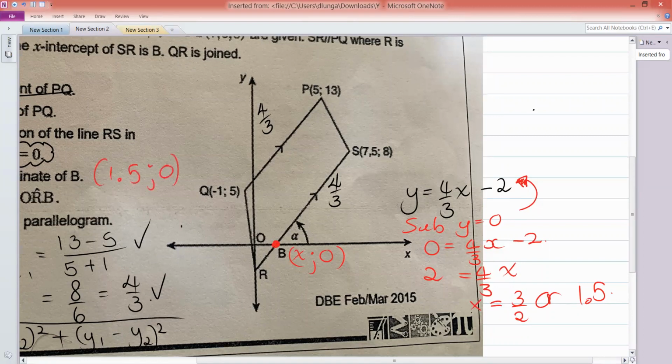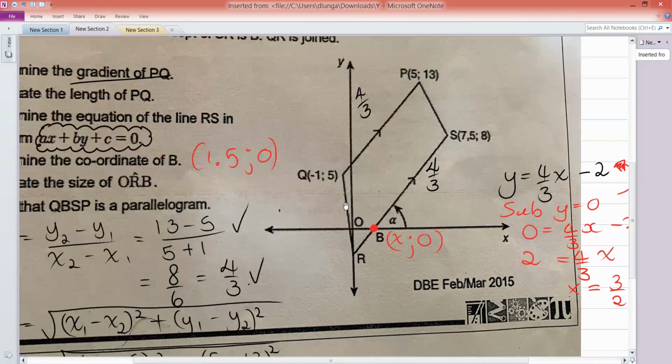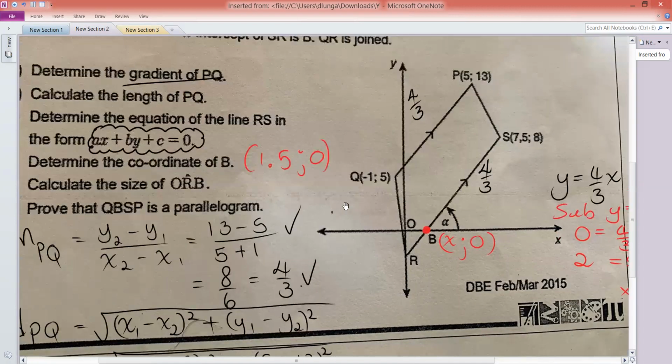So we've got 10 minutes left. Now calculate the size of ORB. We're going to have to zoom into this one and see what they're looking for. ORB. So it's this right angle triangle here. We're going to find this angle of inclination. It's going to give us the vertically opposite one here. Then we know that that's 90 degrees. Then we'll be able to deduce what R is.